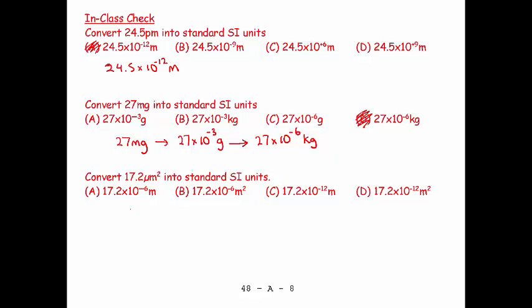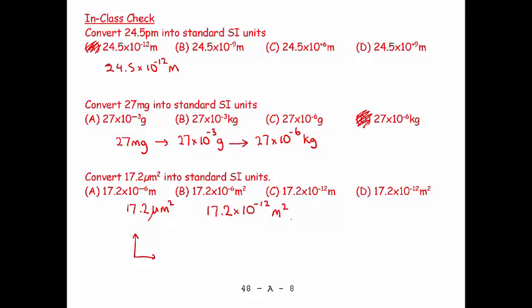And then the third one is 17.2 micrometers squared. So that's going to be 17.2. Micro would be 10 to the minus 6, but there's 2 dimensions for it. So it's 10 to the minus 6 times 10 to the minus 6, which gives you 10 to the minus 12. That's 10 to the minus 12. And then I've got to remember I'm dealing with an area, so it's got to be meters squared.